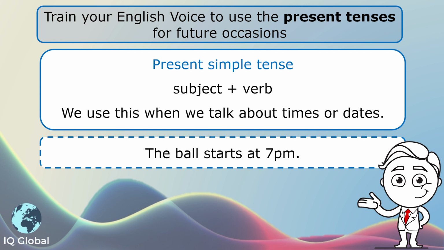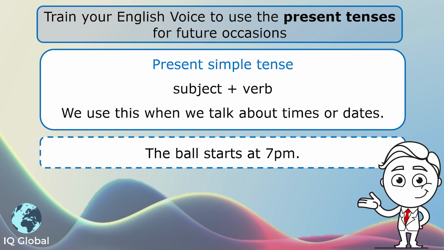Okay. So we know it's something in the future because it still needs to start. And we are talking about a time, 7 p.m. So we wrote this sentence in the present simple tense for a future event.